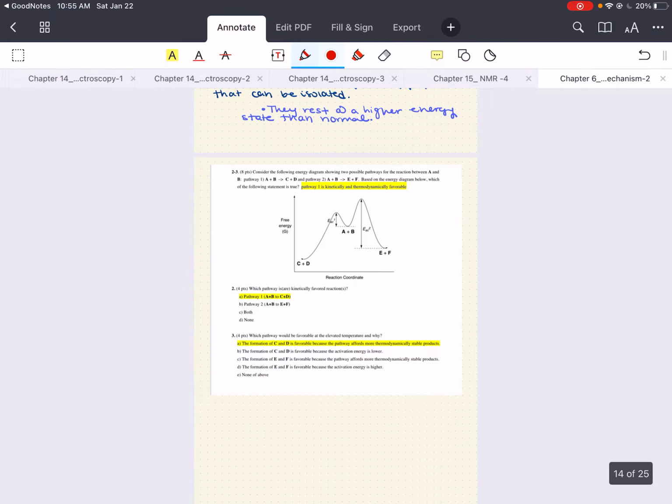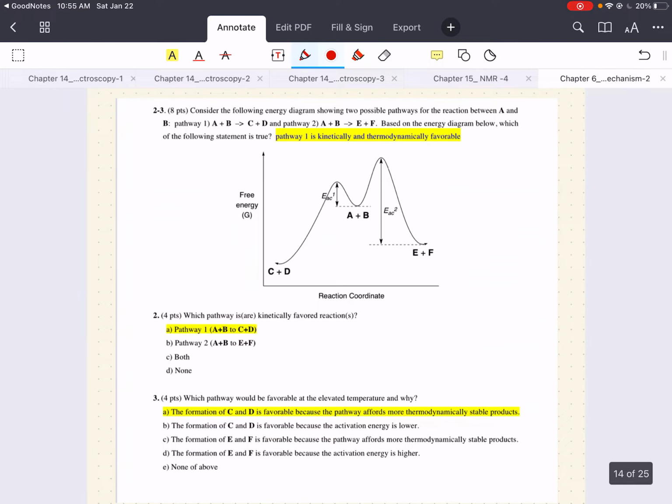Now, let's do a quick example problem, and then we're going to jump into reactivity and stability, which is our last topic for chapter 6. In this question, it says, consider the following energy diagram showing two possible pathways for the reaction between A and B. So we're starting at A and B, and we have two reaction pathways, A and B leading to C and D, or A and B leading to E and F. Those are our two reaction pathways. Based on the energy diagram below, which of the following statements is true?